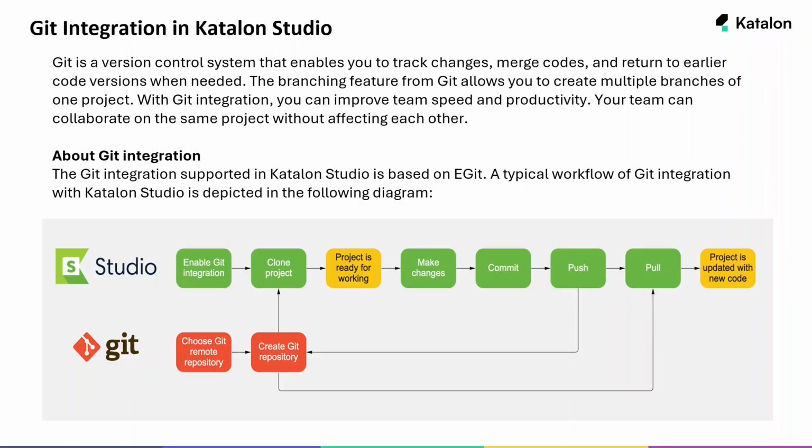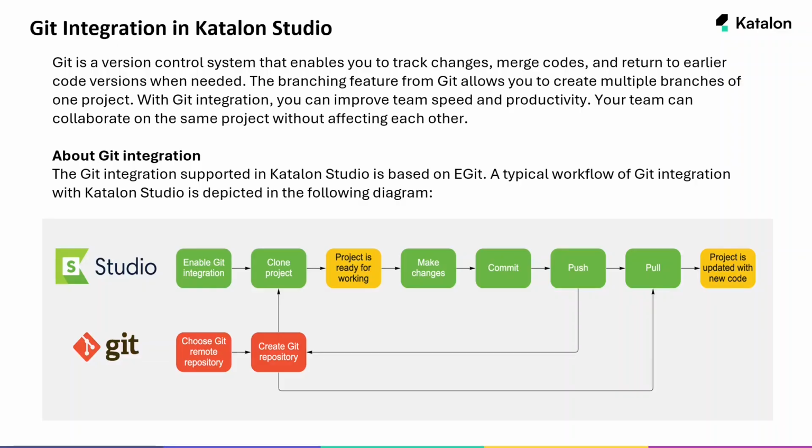As we know, Git is a version control system that enables you to track changes, merge code, and return to earlier code versions whenever needed. The branching feature from Git allows you to create multiple branches of one project. So with Git integration in Katalon Studio, you can improve team speed and productivity. Your team can collaborate on the same project without affecting each other.